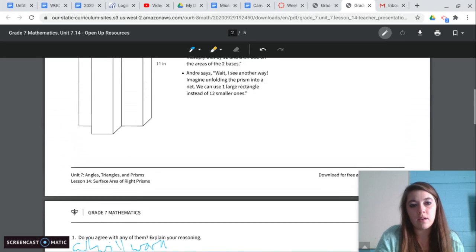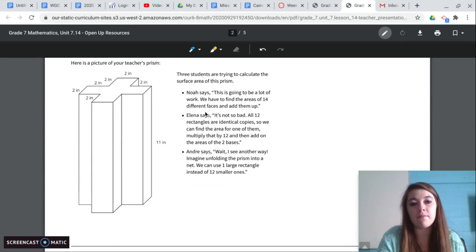Like Noah's, obviously if he finds each of these rectangles individually, that's going to be really, really time consuming. We don't want to have to find all of them. Elena's is a little bit easier because she recognizes that each of these rectangles is 2 by 11. So that means all of them are 22. So we can just take 22 and multiply it by how many there are, and that gets us the area of all of those. So that's a little less work.